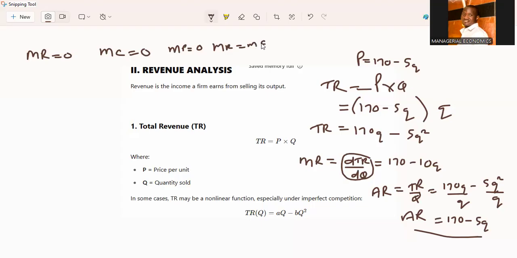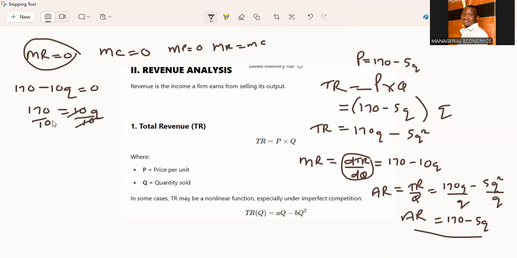In this case, we have been asked to maximize revenue, so we use this one here. Marginal revenue must be equal to 0. What was our marginal revenue? 170 minus 10Q. You equate it to 0 and solve for Q. When this goes to the other side, 170 is equal to 10Q. You divide both sides by 10 so that we solve for Q. The value of Q is therefore 17.